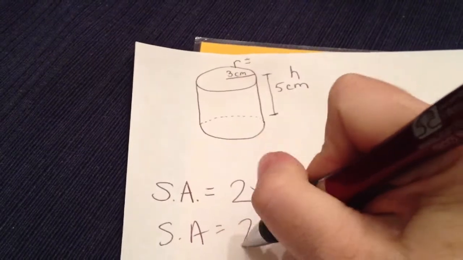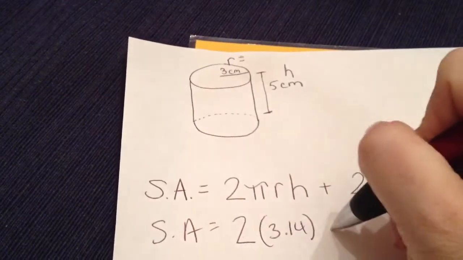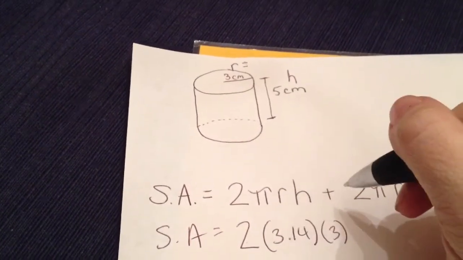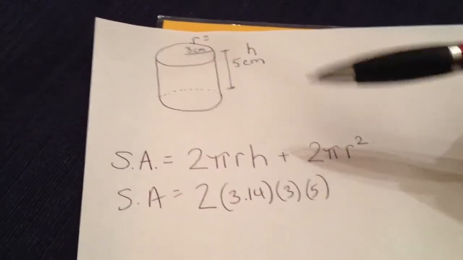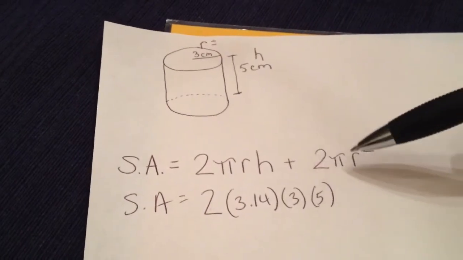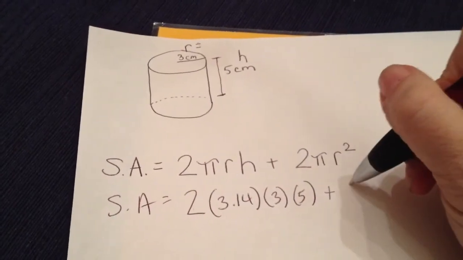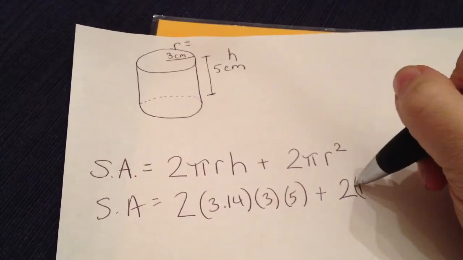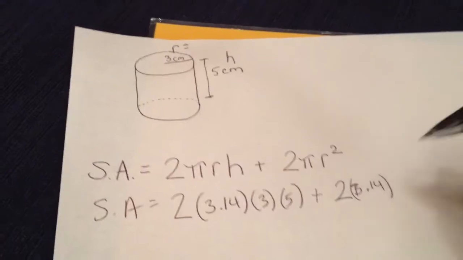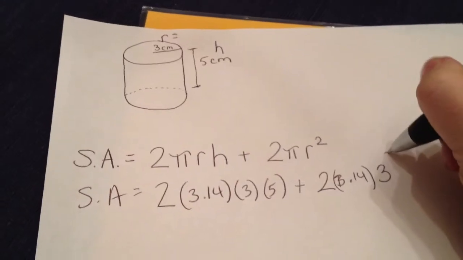Okay, so surface area equals 2 times pi, 3.14, times the radius, which is 3, times the height, which is 5. So we're just plugging them in right now. We're not actually calculating anything. And then we're going to bring down our plus sign and our 2. 2 times pi, which is 3.14, times the radius squared. So the radius is 3, and then 3 squared.